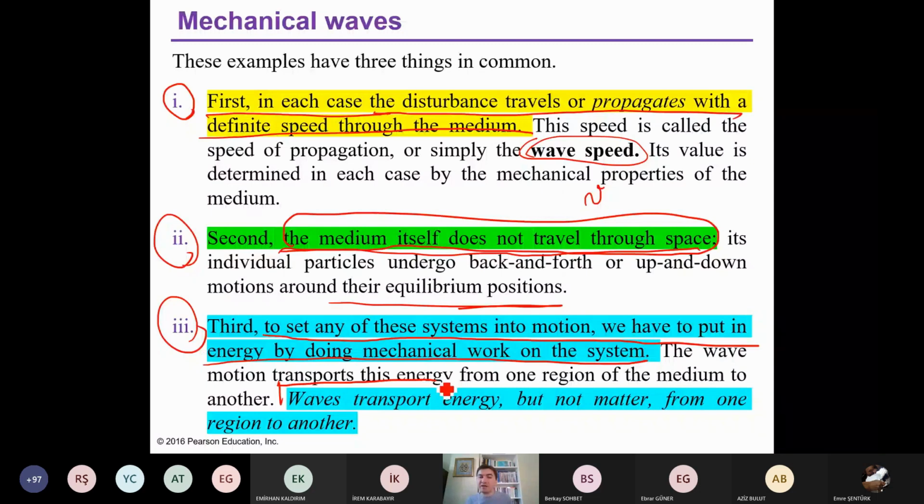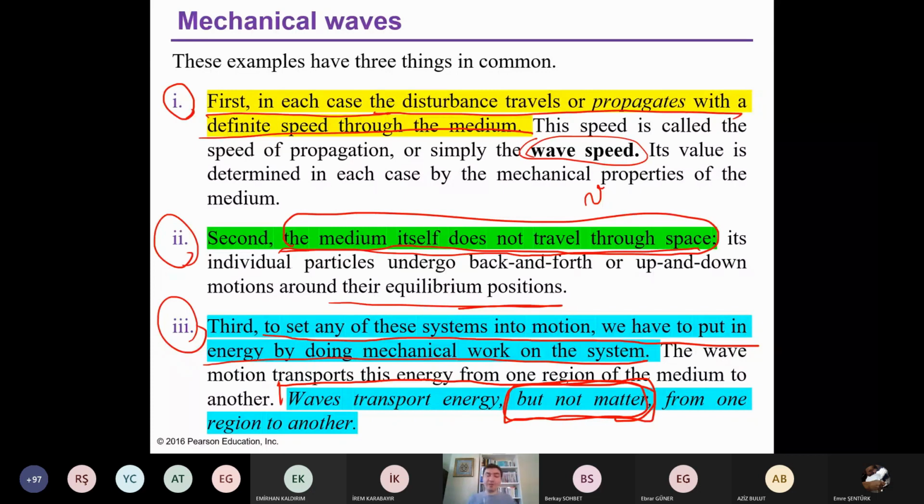Material particles are not transferred. They are staying at the same position around the equilibrium. They oscillate, they move back and forth, up and down, but they do not travel within the liquid or within the material, but the energy is transported, okay? Energy is transported from one region to another region within the medium.